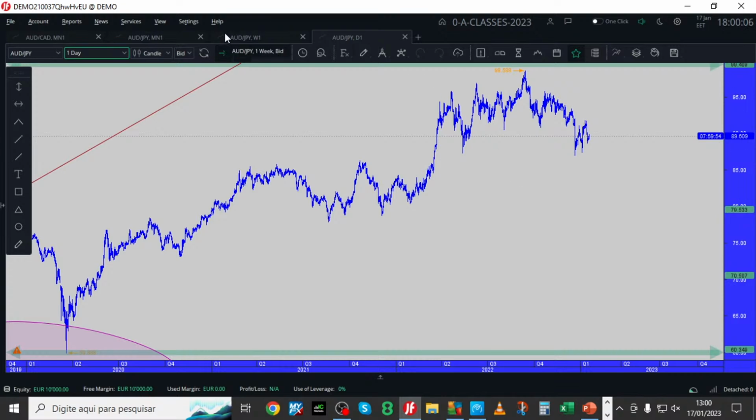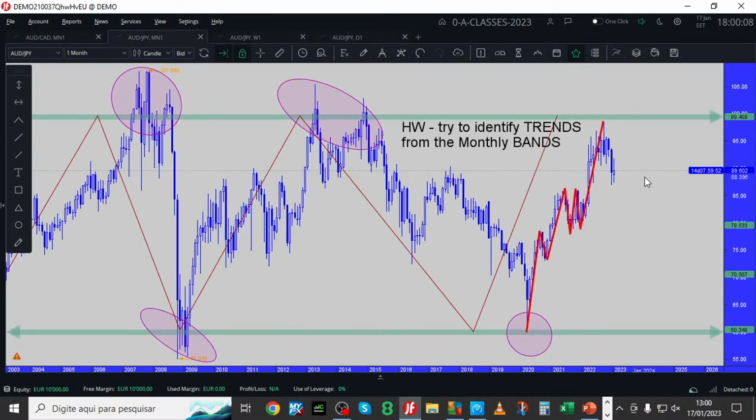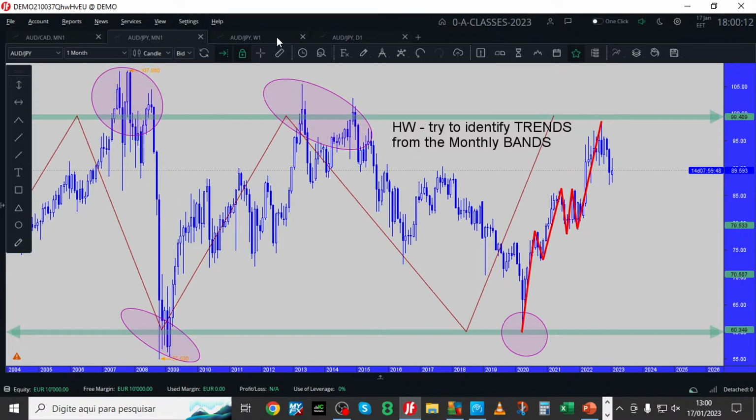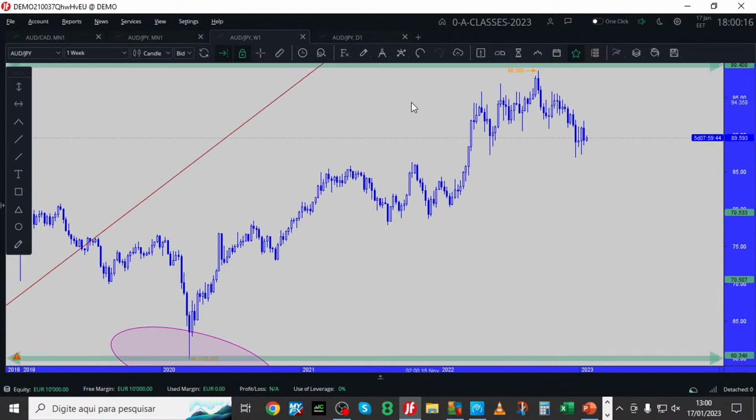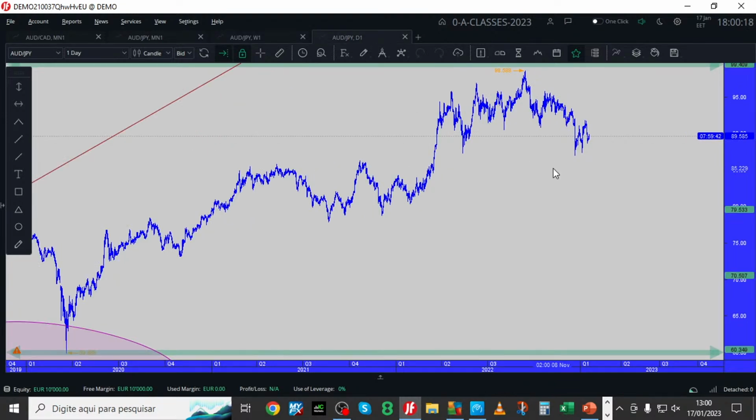And then you are going to be confused because you are going to think, oh, why? Oh my gosh, on the monthly we have an uptrend, on the weekly we have an uptrend, or maybe a downtrend, but on the daily we have a downtrend. What should I do? Should I buy? Should I sell? What should I do?